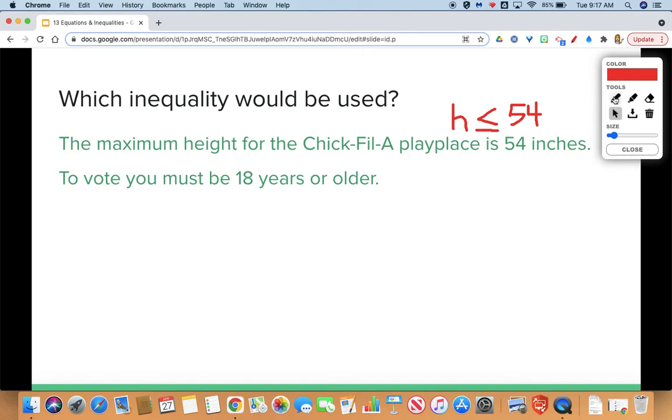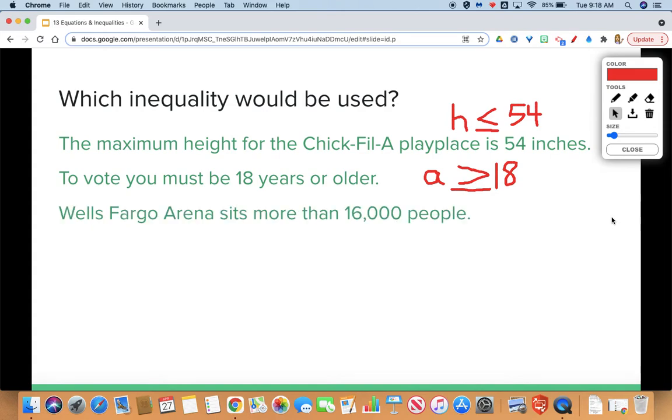To vote, you must be 18 years or older. Let's think about this. The age of the person voting, we're going to think about how that is in relation to 18. Does the age of my voter need to be more than 18 or less than 18 to vote? The age needs to be more than 18. Can you vote if you are exactly 18? Yes, so this would be a great opportunity to use the greater than or equal to sign. So our voter's age must be greater than or equal to 18.